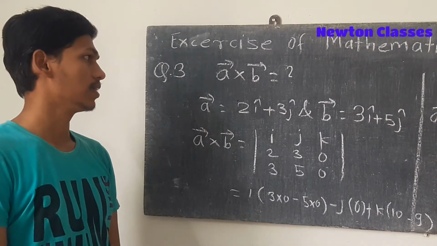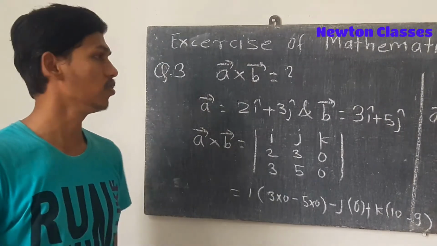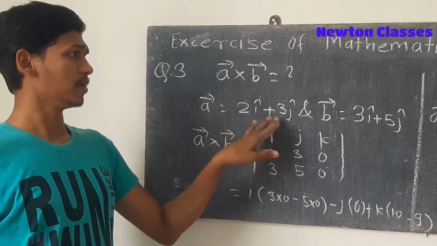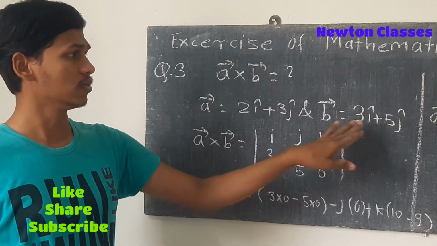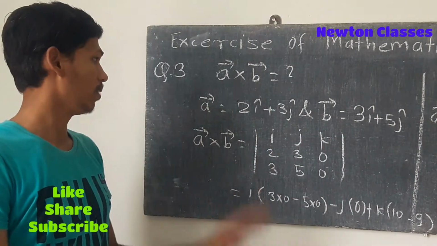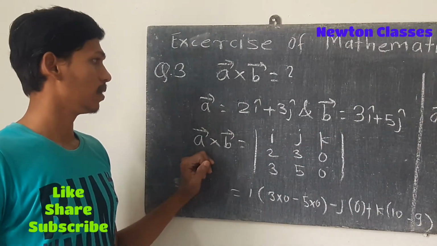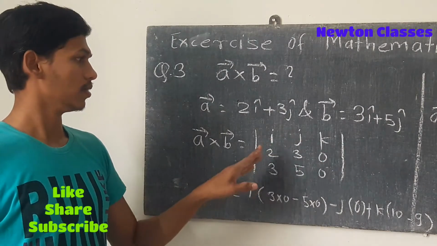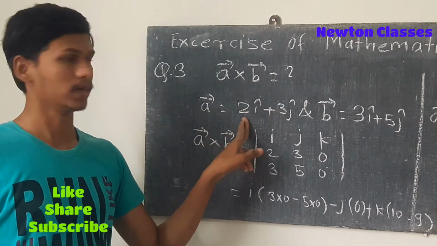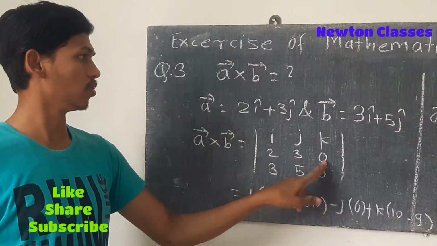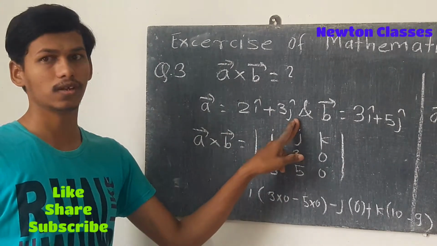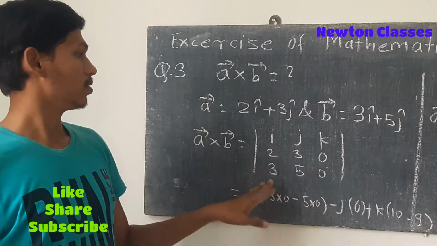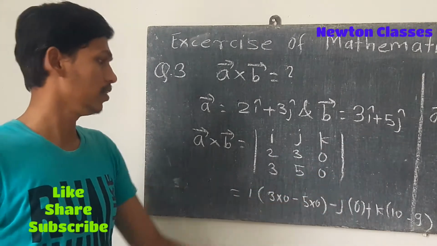Now next example, we have to find A bar cross B bar. A bar is equal to 2 i cap plus 3 j cap, and B bar is equal to 3 i cap plus 5 j cap. Now A bar cross B bar, that is the cross product, is equal to the determinant of i, j, k, then the coefficients of the first vector, that is 2, 3, 0. Here the coefficient of k is absent, so it will be 0, and the third row is 3, 5 and 0.